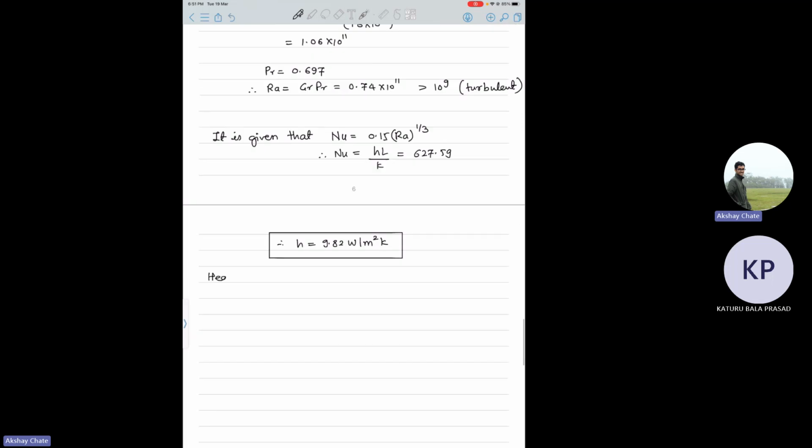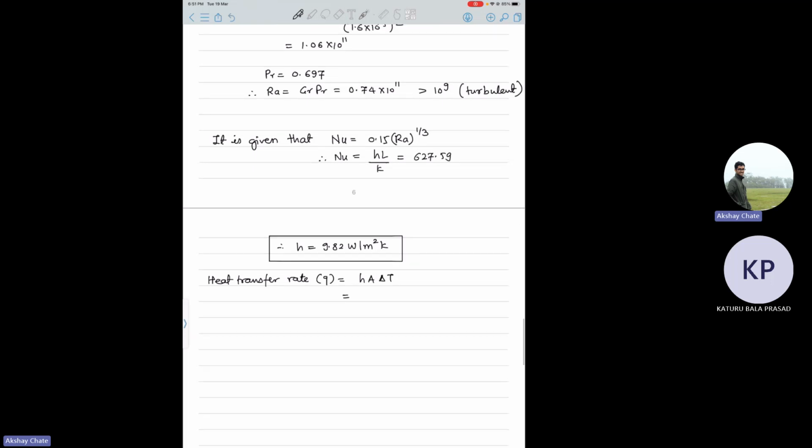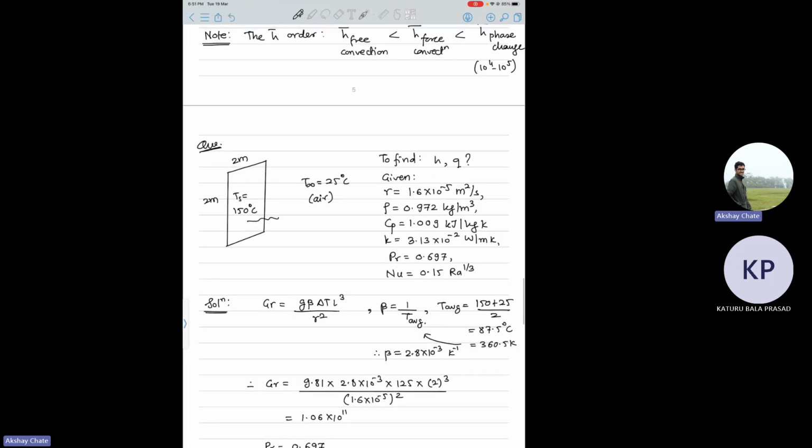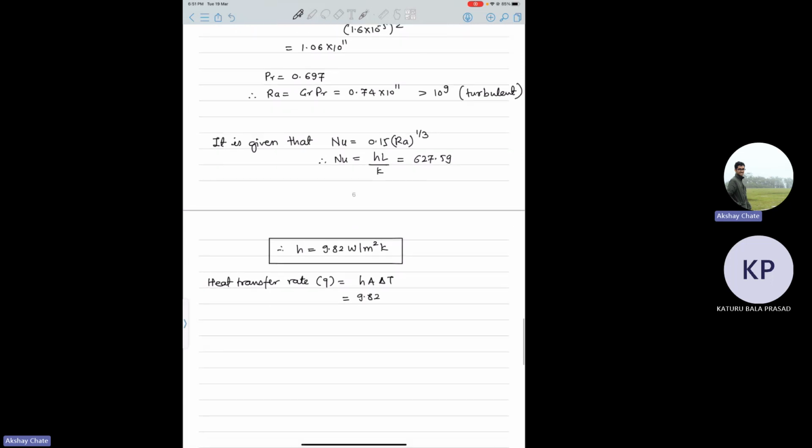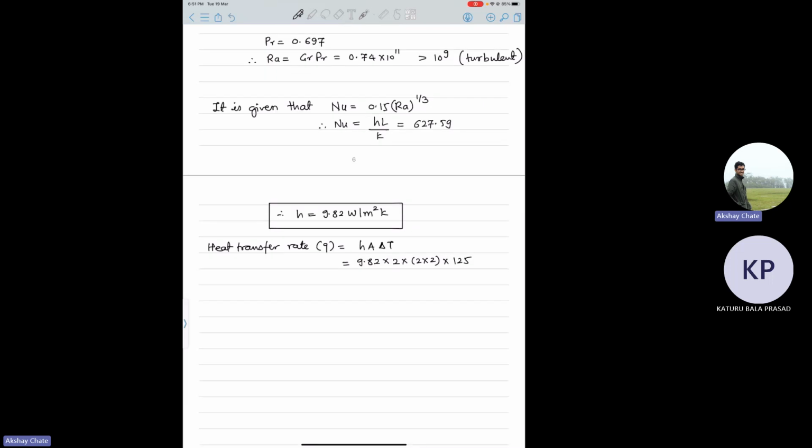And then the heat transfer rate from the plate to the ambient will be hA delta T. So here you have to be careful because they have mentioned that the heat is being transferred from both the surfaces. So this is also area available for convective heat transfer. So you have to take h, so you have 9.82, you have to take 2 into the area, which is 2 into 2, and into delta T, which is 125. So if you do that, you should get 9.82 kilowatt as your heat removal rate.